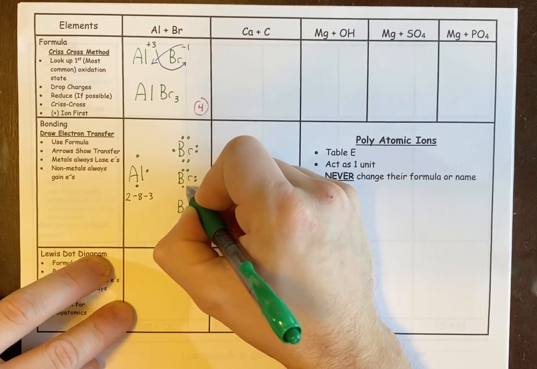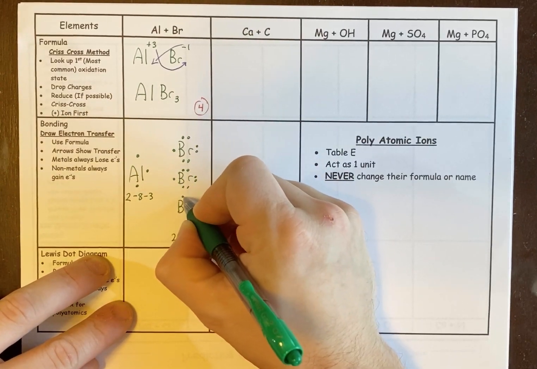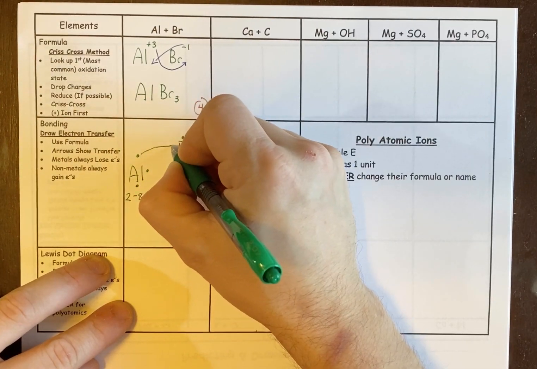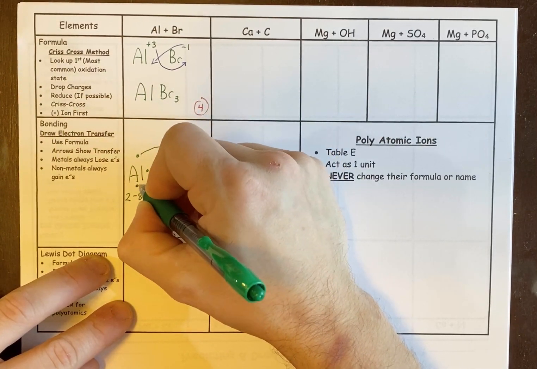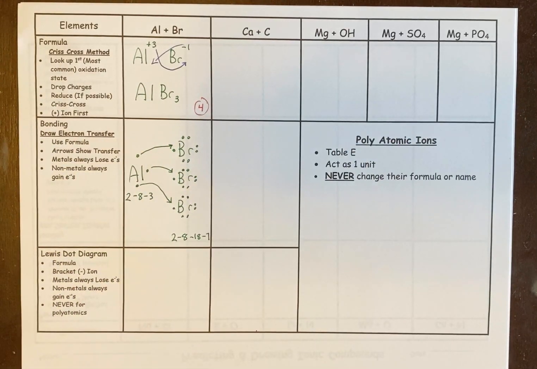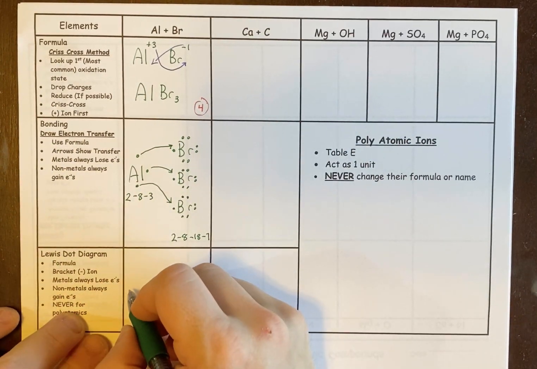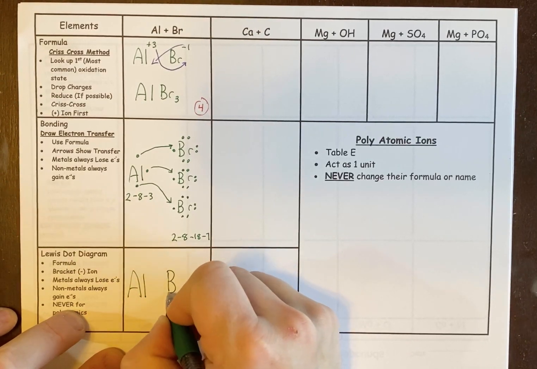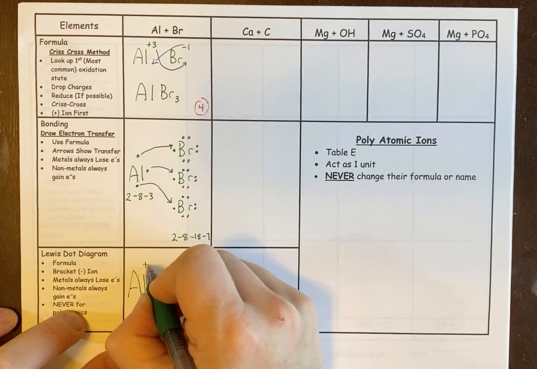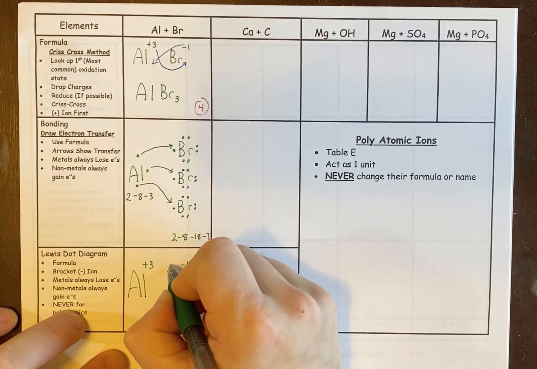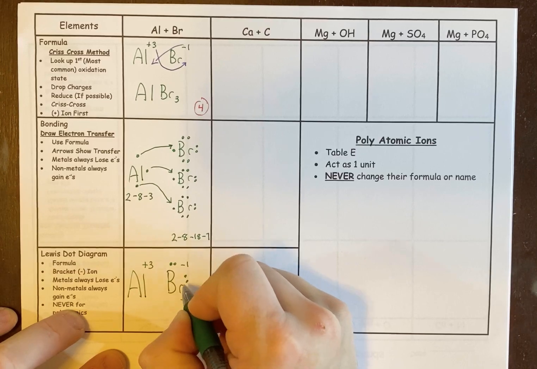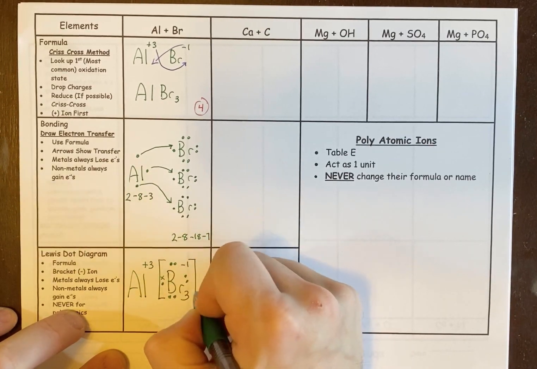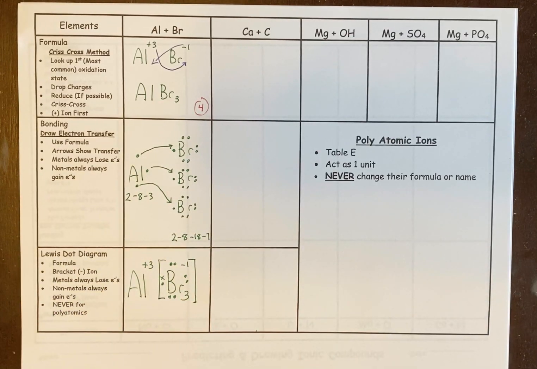So you should see the relationship right away. Aluminum has 3 to lose. The bromines only need to gain 1. So aluminum is going to give 1 to each bromine, and then everybody becomes stable. Final Lewis dot, AlBr3, +3, -1. And there it is. All right, last one.